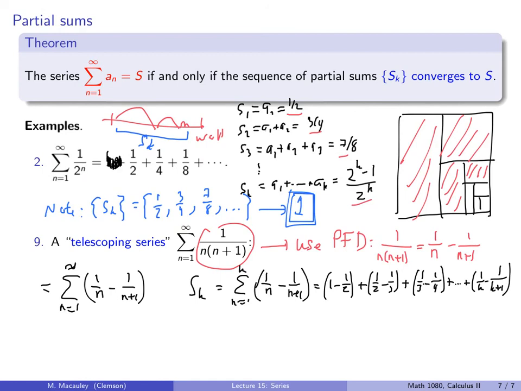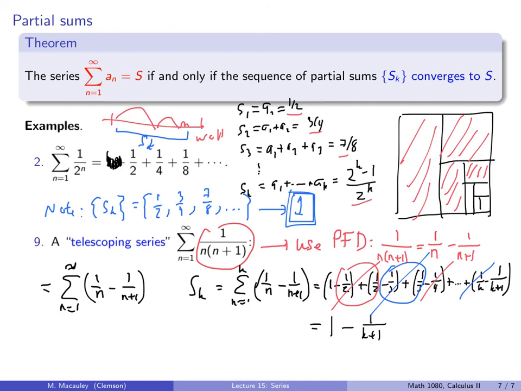So look what we have here. These can come in pairs. This negative 1/2 is a positive 1/2 here, so those cancel. Here we have the next two terms, a negative 1/3 and a positive 1/3. Those cancel. Everything else is going to cancel. The 1/4 is going to cancel, the 1 over k is going to cancel. And what we're left with, the only things that do not cancel, are this first term and this last term. So the partial sum quickly reduces down to 1 minus 1 over k plus 1.